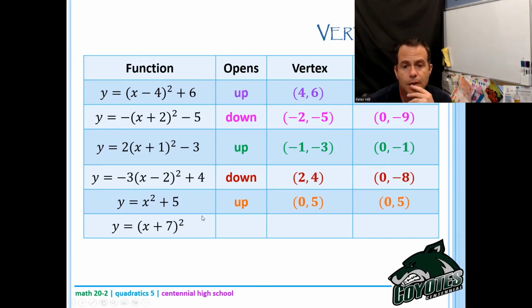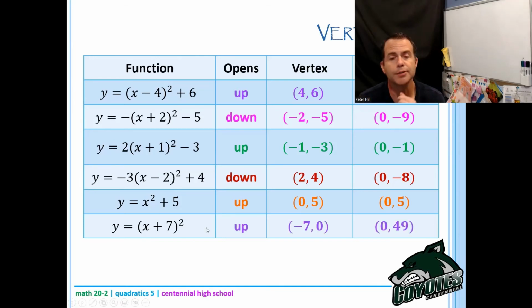Okay. And then this last one here, I don't have a k value. My k value would be 0. My h value would be negative 7. So my vertex is at negative 7, comma 0. I open up because my a value is positive. And my y-intercept, if I plug 0 in for x here, I get 7 squared, which is 49. So my y-intercept is 0, comma 49. Okay?